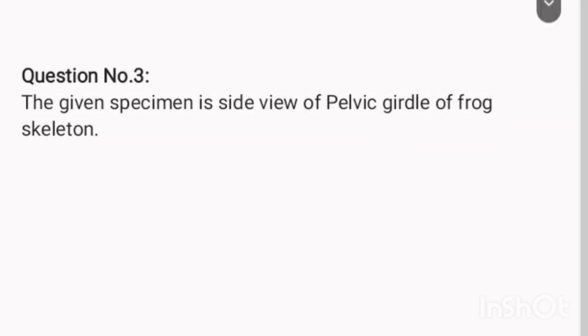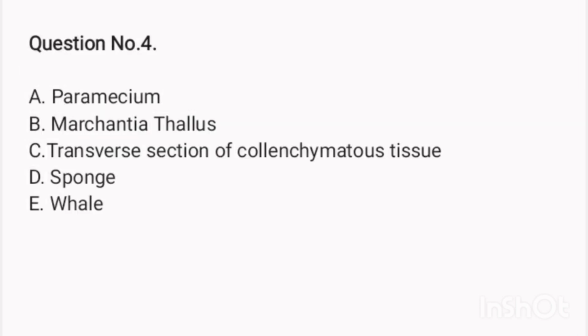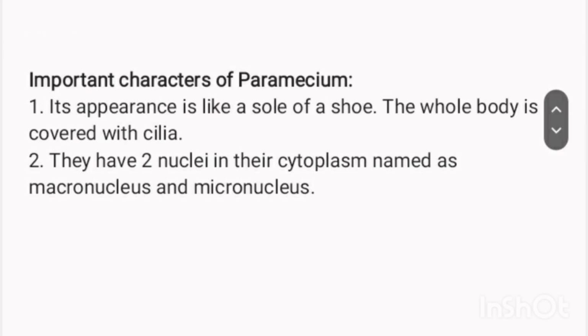Question number 3. The given specimen is side view of pelvic girdle of frog skeleton. Question number 4. A. Paramecium. B. Marchantia thallus. C. Transverse section of collenchymatous tissue. D. Sponge. E. Whale.